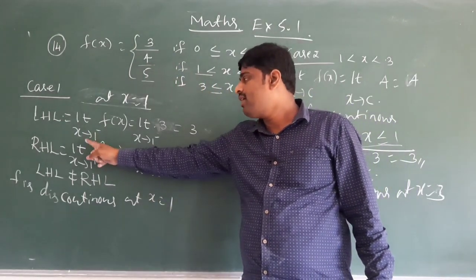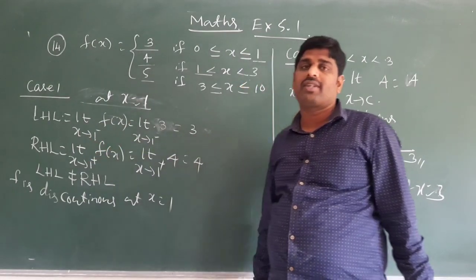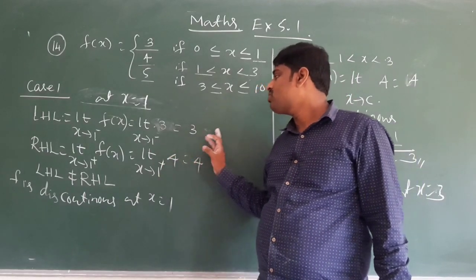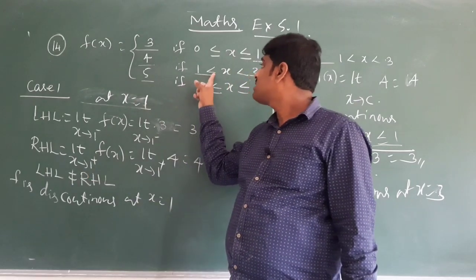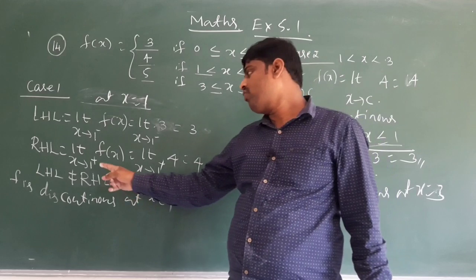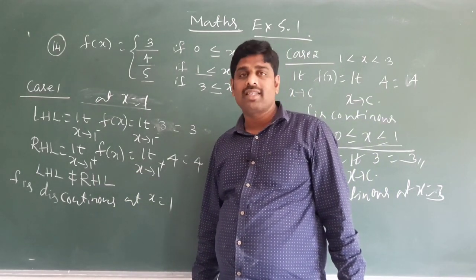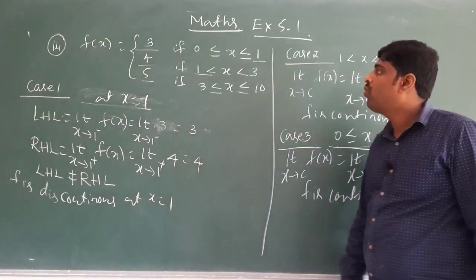LHL equals limit x tends to 1 minus f of x equals limit x tends to 1 minus 3, which equals 3. For RHL, substitute the 4, that is 4. Is 3 equal to 4? No, not equal. Therefore LHL is not equal to RHL. Therefore f is discontinuous at x is equal to 1.